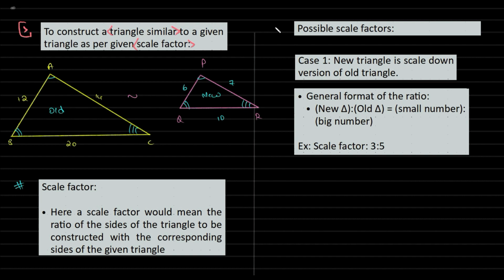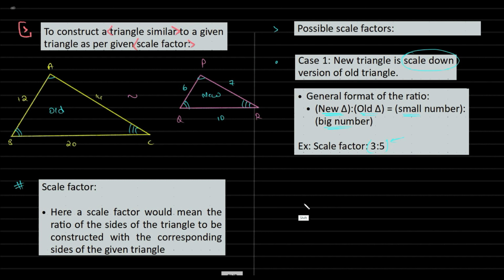Only then we understand it. If not, it's kind of tough to define it in one go. Say you have been given a ratio of 3:5, wherein the numerator is smaller than the denominator. The new triangle will always have a smaller value, and the old triangle will have a bigger value in the first variation, which I'm showing. That is a scaled down version. This triangle is a scaled down version of the old triangle. So whenever you come across any ratio with a scale factor of small is to big, you need to have a scaled down version of the given triangle.